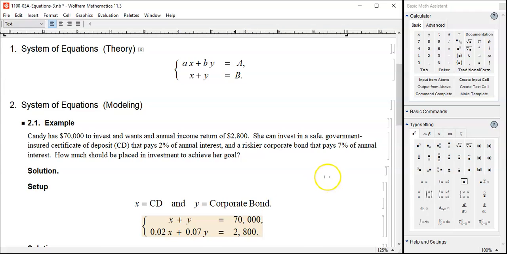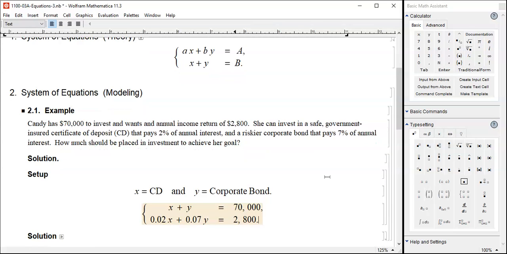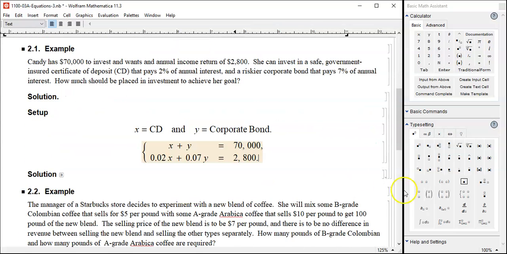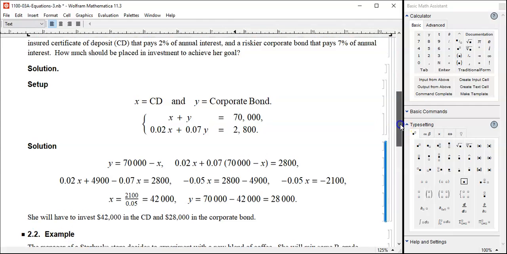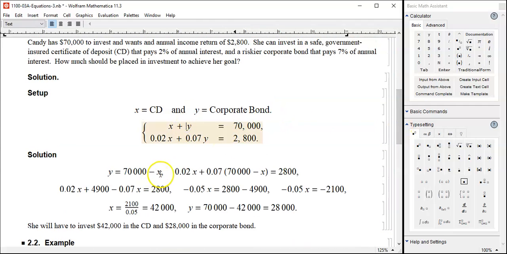Once you have your setup, solving this is not too bad. Solve for either X or Y and plug it into the other equation. Here I decide to solve for Y. Okay. So Y is 70,000 minus X. So plug that in place of Y right here. And that's going to give me 70,000 minus X in place of Y from the second equation. Next, just a standard process. Number 1, denominator. Number 2, parentheses. Number 3, like terms. No denominator, so let's go ahead with parentheses.